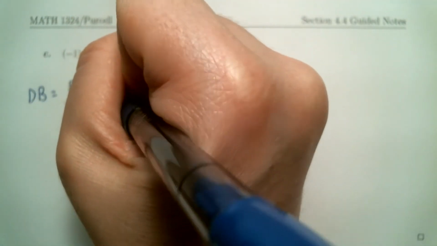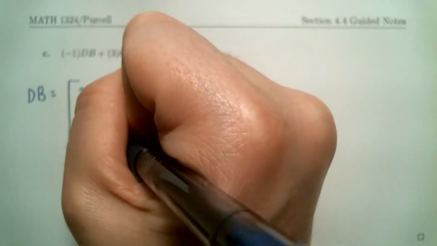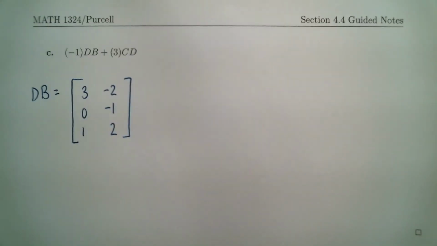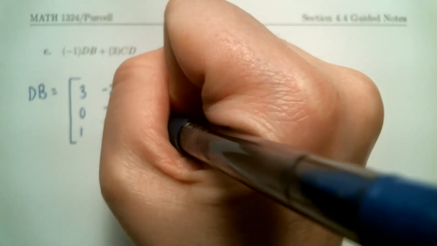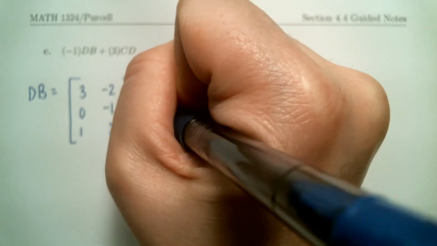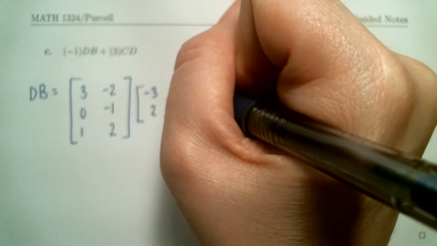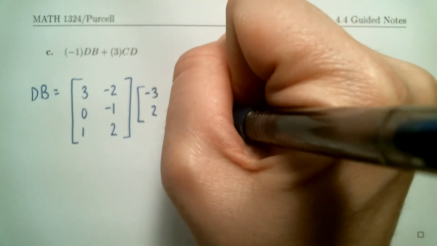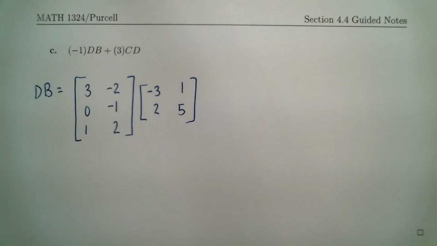So D is 3, 0, 1, -2, -1, 2. And then write down B. B is -3, 2, 1, and 5. So this is what D times B looks like.